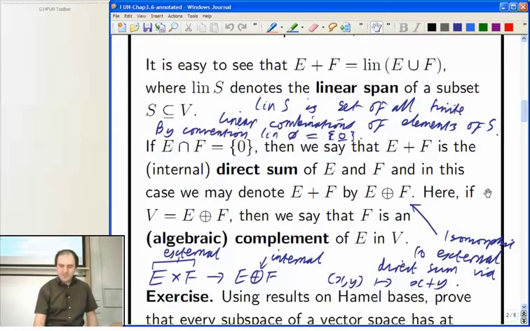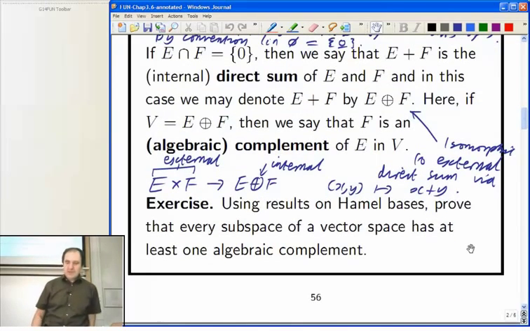And we had the notion of algebraic complements, where if your space was a direct sum of two subspaces, then each one is an algebraic complement of the other. And the fact that every subspace of a vector space has got at least one algebraic complement, and of course usually lots of different ones, follows from the theory of Hamel bases. Of course, in finite dimensions, it follows from the usual theory of taking a basis of your subspace and then extending it to give you a basis of the whole space. And that helps you to find an algebraic complement. And that same procedure works in infinite dimensions as well, using Hamel bases.